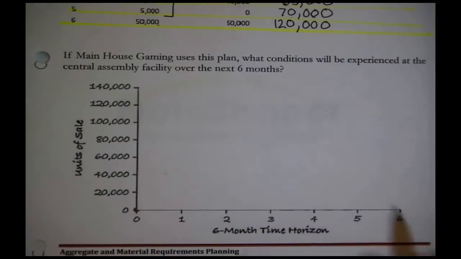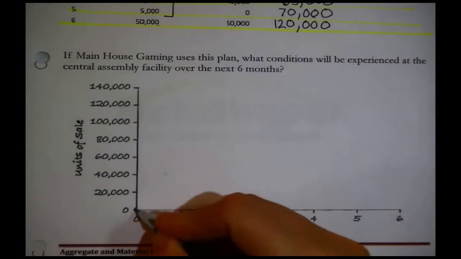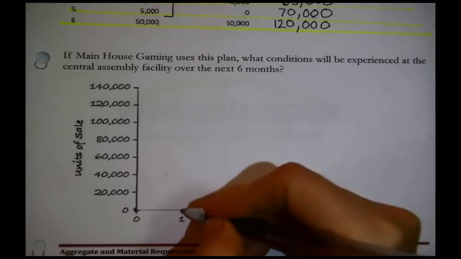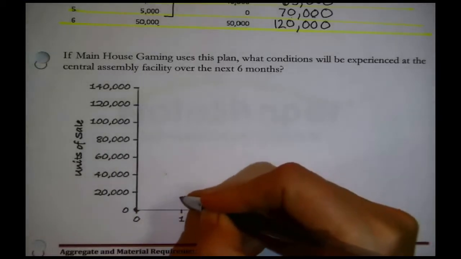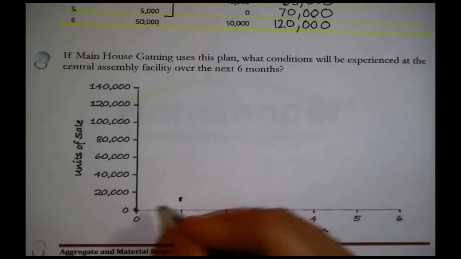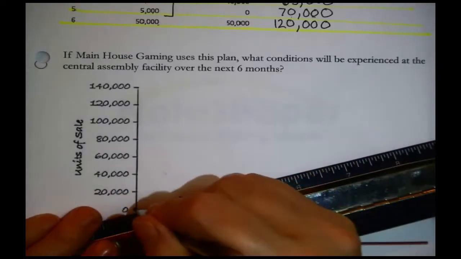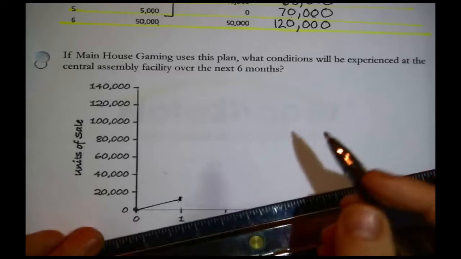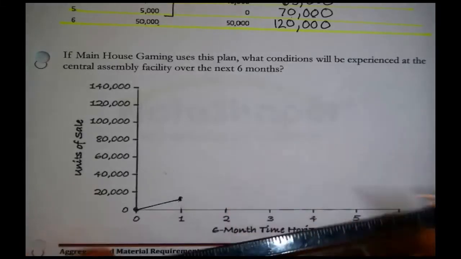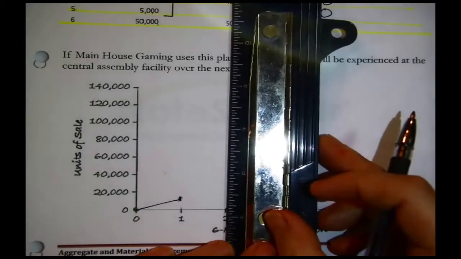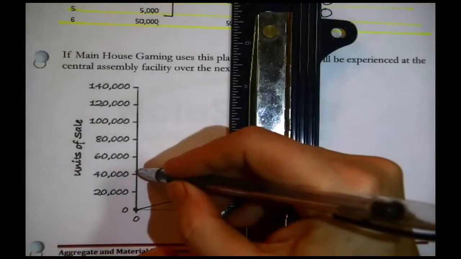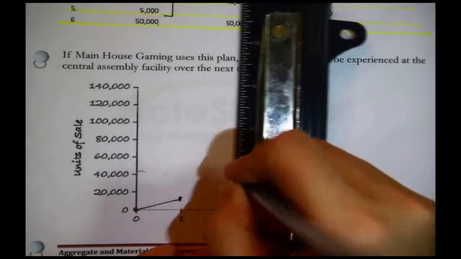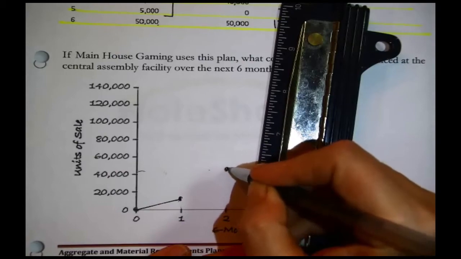Right, because at the beginning of the horizon, nobody wants any units of sale. By the end of the first month, there will have been demand for 10,000. So that's kind of halfway between here and here. Now, here's customer demand building up over the first month. By the end of the second month, right here, there will have been demand for 45,000, so that's only a little bit above the 40,000.